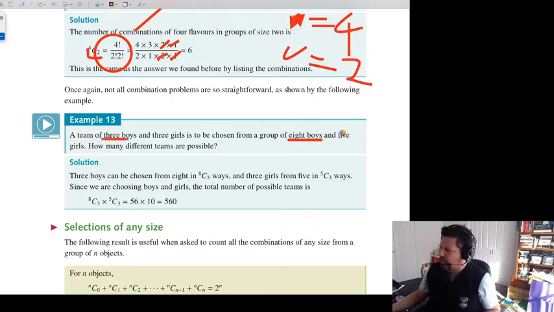For the girls to work out the possibilities, there's 5 objects in total. There's 5 girls, and we're choosing 3. So in that case, it's 5C3.